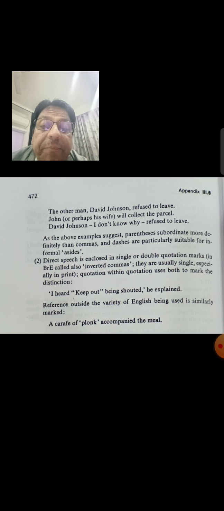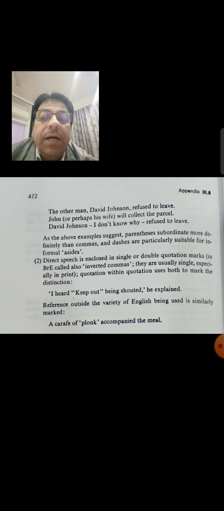Then if there is a word which is out of the language, some other word other than English is used, we also put that word within quotation marks. For instance, a carafe of 'plonk' accompanied the meal. So plonk is something which is not there in the English language. So we put this in quotation marks, single inverted commas.